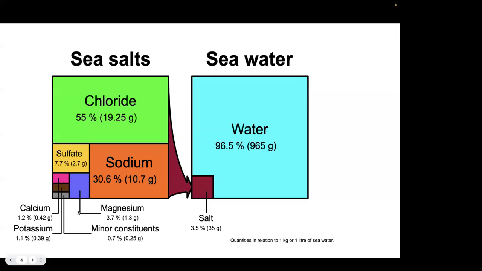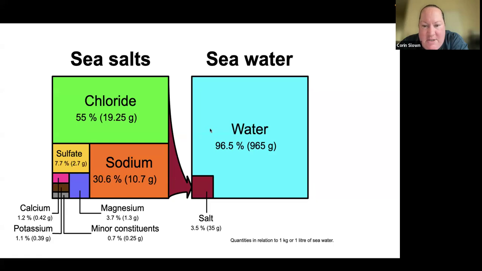In fact, if we think of the salt, so that calculation that we just did of 35 grams, this is a visual that represents the amount of salt per 1 liter of water. If we think about the composition of that salt, over half of it is chloride, so the anion. And then we have a little bit of sulfate, which is also an anion. And then most of the cations are sodium, but we have some magnesium and a little bit of calcium and potassium and some other minor constituents that we group together, at least for the purposes of this visualization.